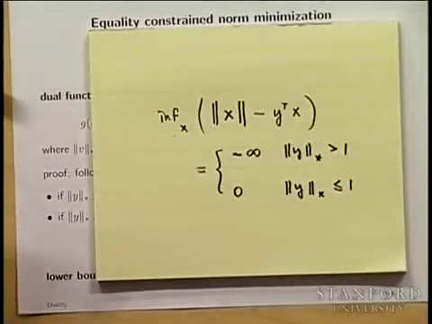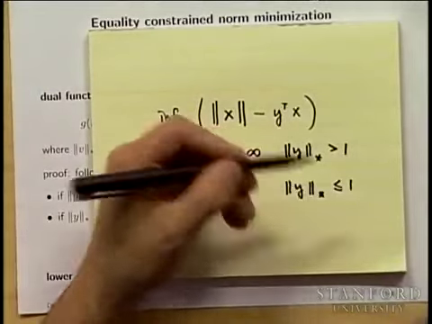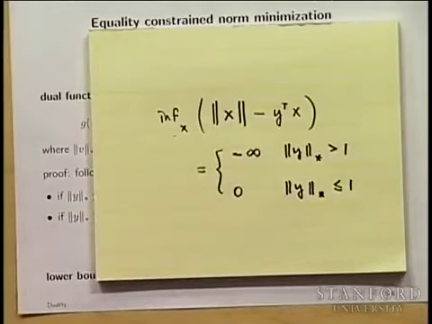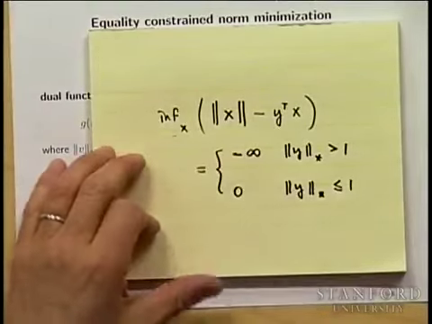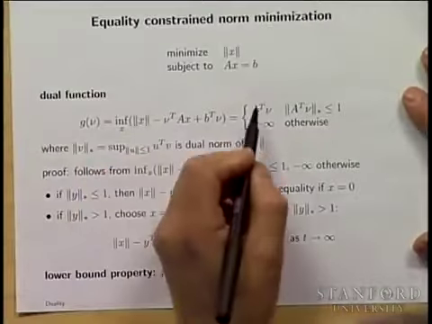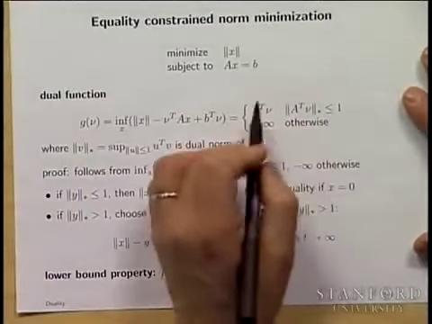Okay? And in fact, that's literally the dual norm. It's from the definition of the dual norm. Okay? So this is what you get. All right. So applying this up here gives us exactly this. This is our y, and here you have it.